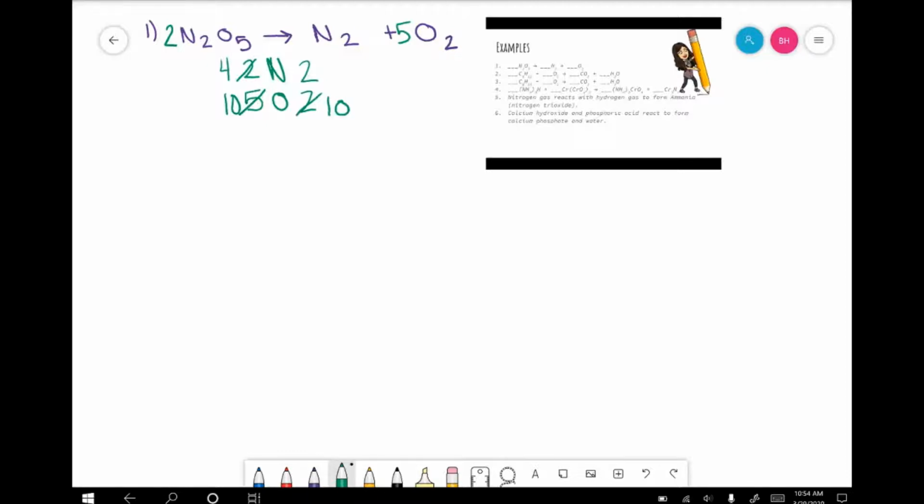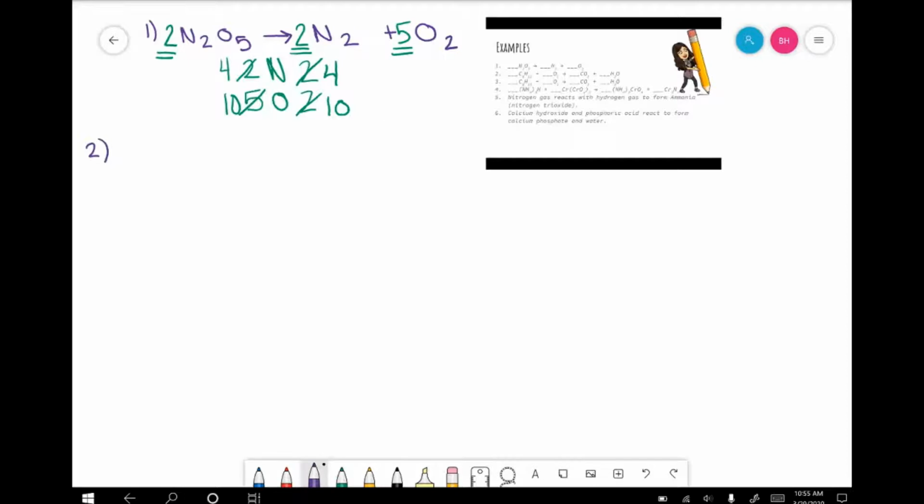And going back up to the top, if I want to change the number of nitrogen, I'm going to put a 2 in front of here, and I'm going to see that it ends up being 4. So what I have on each side is 4 nitrogen atoms and 10 oxygen atoms. If I were to talk about my coefficients, see that my coefficients are 2, 2, and 5. So let's go ahead and move on to the next one, number 2.